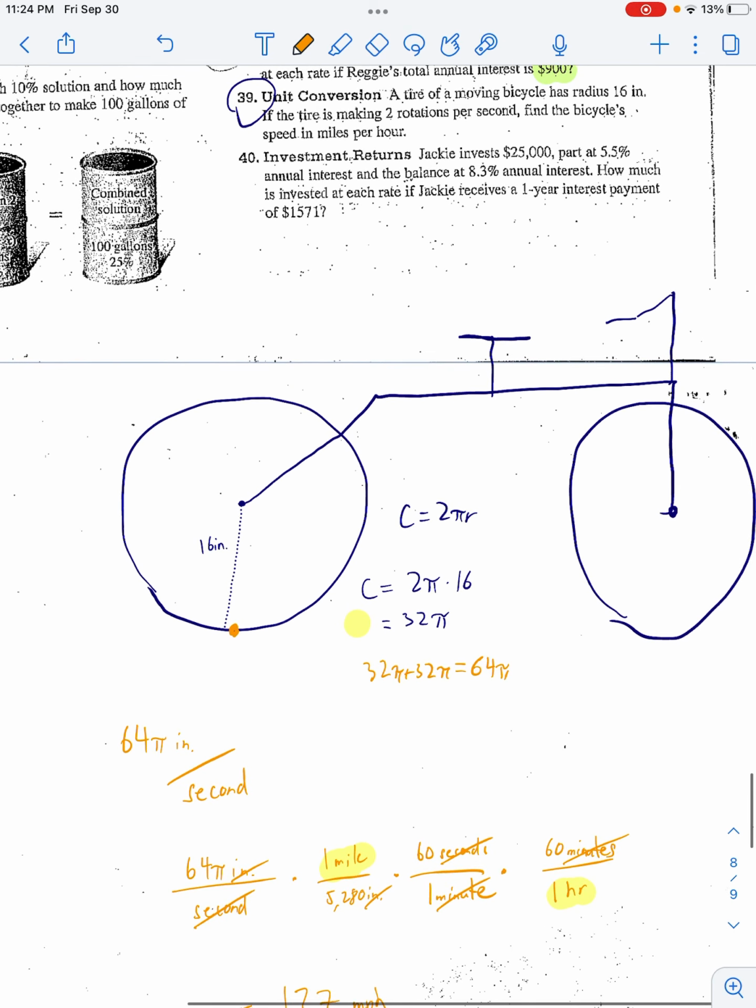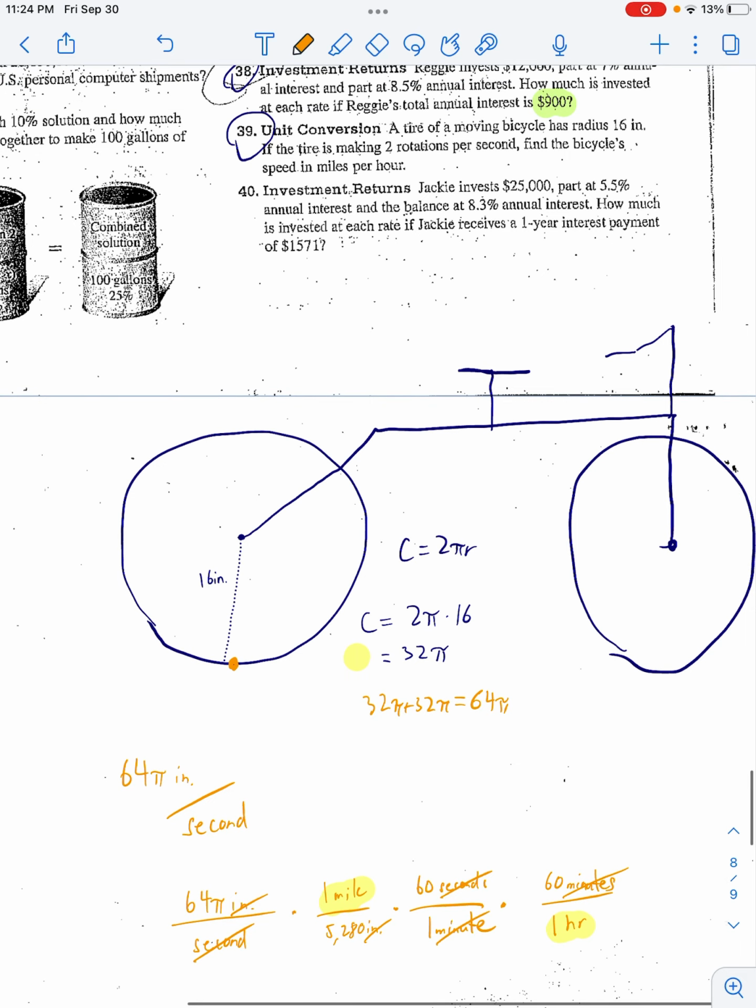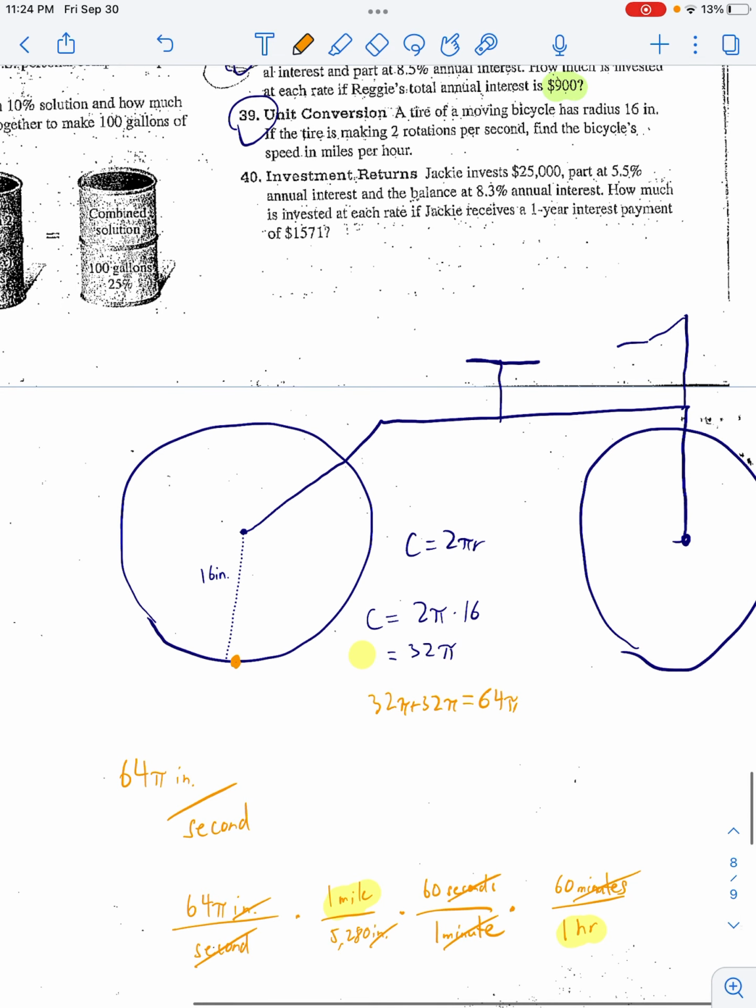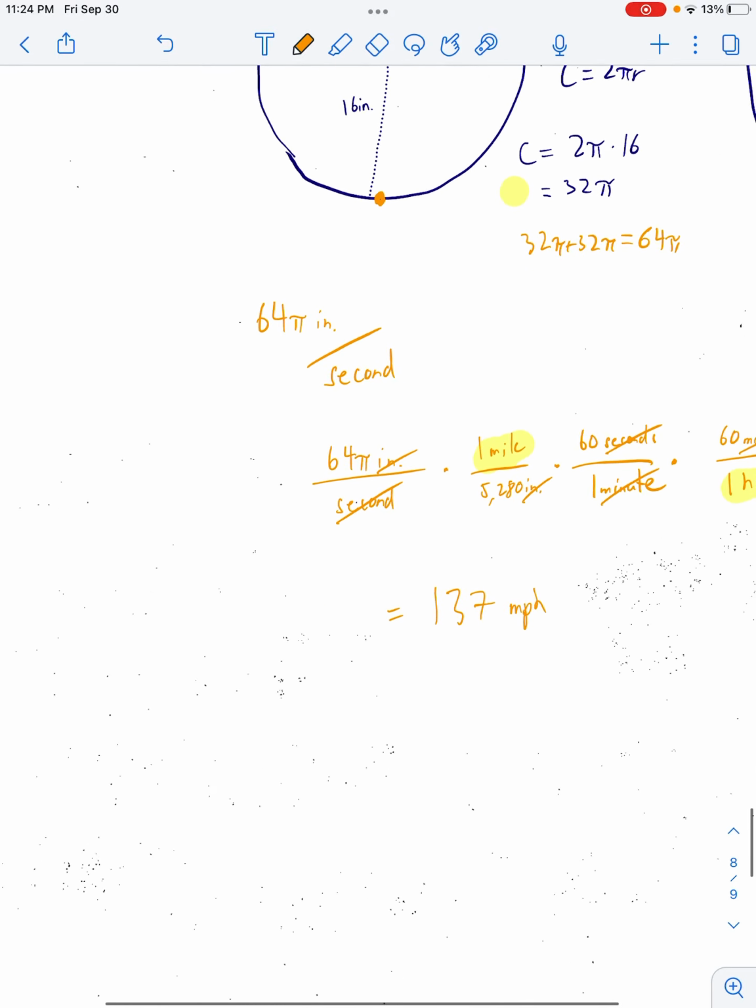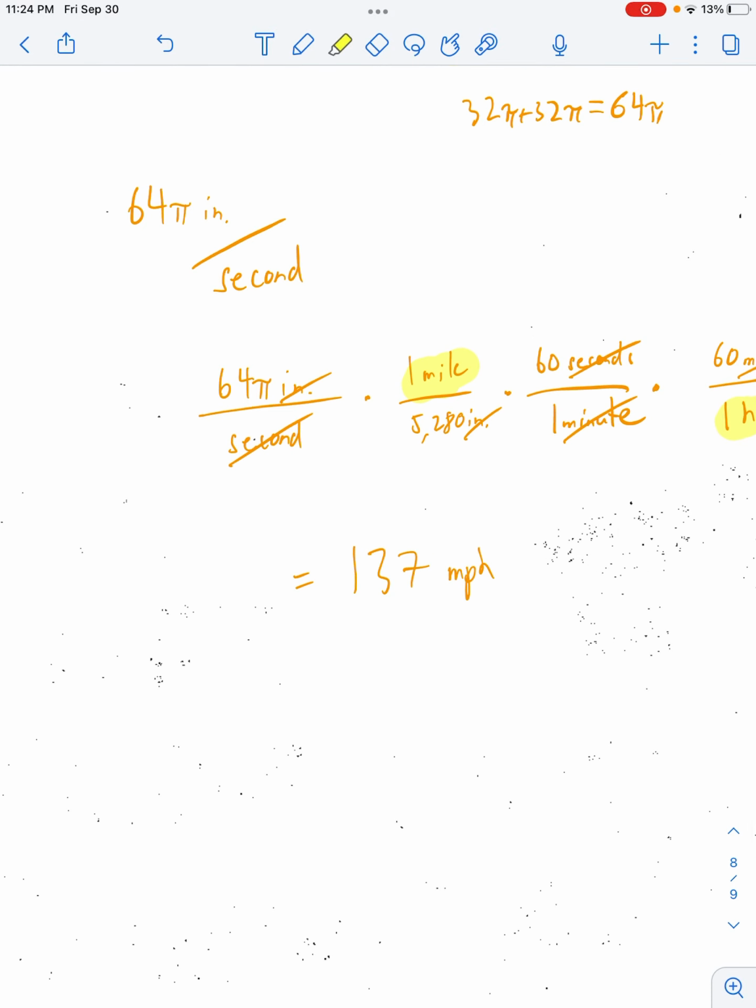Let's think about this. It's got a radius of 16 inches. So that circumference means it's 2 pi times 16. Yep, so it's a pretty big bike tire, and it's getting 2 rotations in per second. It is going pretty fast. I'm going to stick with this answer, okay?